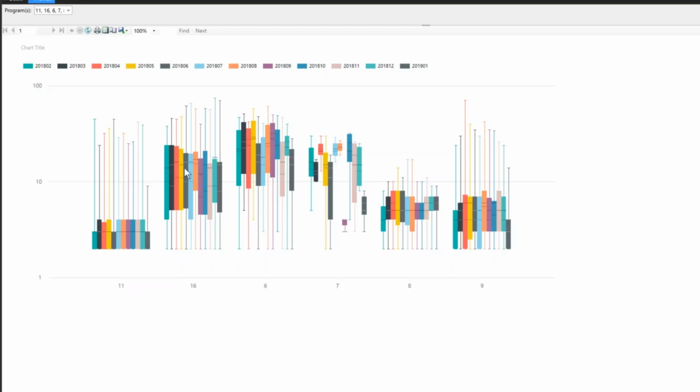So for example, these numbers represent programs. So in this program, for example, over time, the individuals were receiving probably between like 5, and this goes all the way up to, this is actually a logarithmic scale, so maybe up to 20 services in a month. And then over time, you can kind of see some variation.